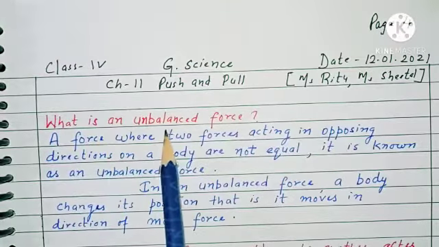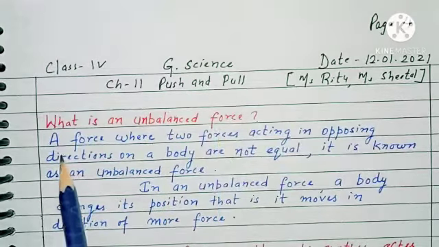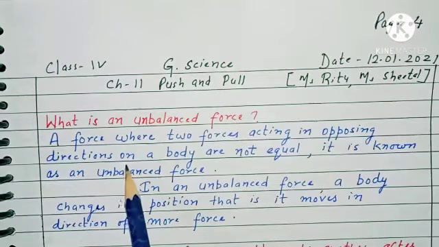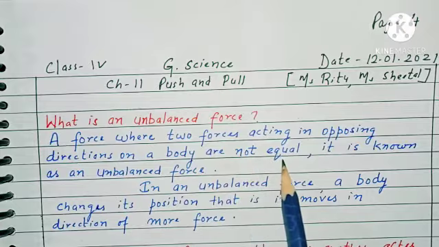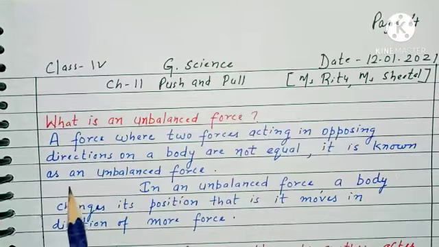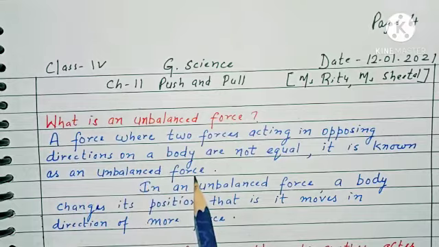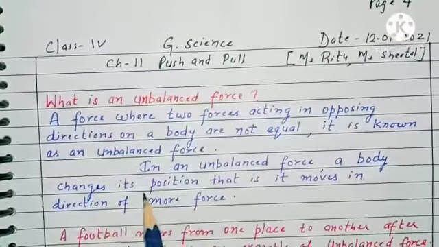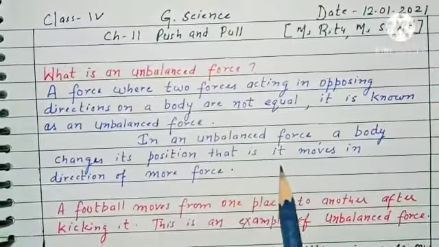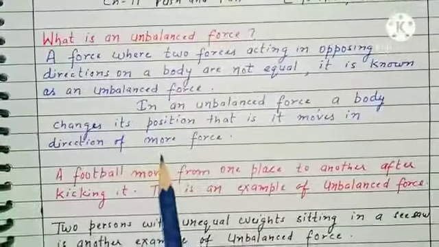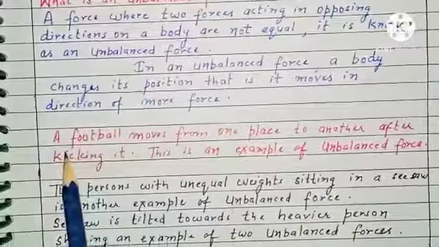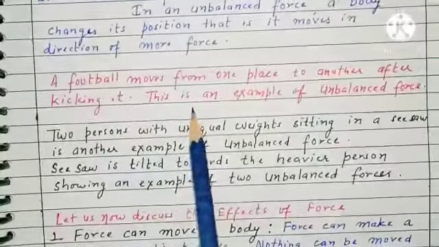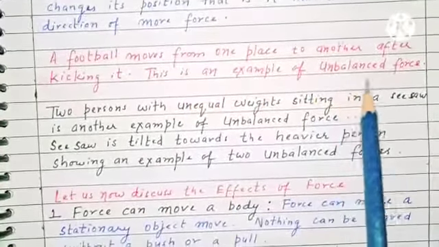What is an unbalanced force? A force where two forces acting in opposing directions on a body are not equal is known as an unbalanced force. In an unbalanced force, a body changes its position. That is, it moves in the direction of more force. A football moves from one place to another after kicking it. This is an example of unbalanced force.